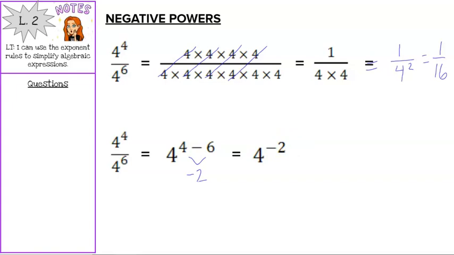Now, since this is the exact same problem, I know my answer is the exact same answer, which means 4 to the negative 2nd power is 1 over 4 squared, or 1 over 16, as you saw in the table that you filled out at the very beginning of this note video.